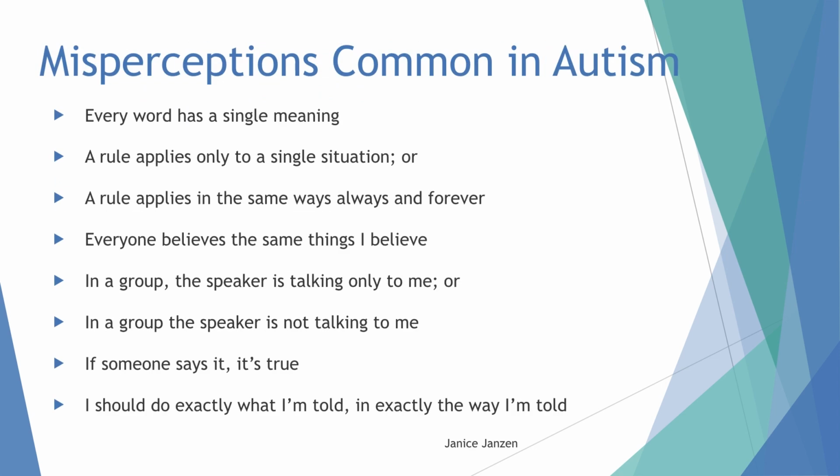Some misperceptions in autism are that every word has a single meaning and a rule only applies to a single situation or the same way forever. Oftentimes kids with autism will think that everybody believes the same thing that I do. If there's a group, the person is always talking to me. In the group, the speaker is not talking to me. If someone says it, it has to be true. And I should do exactly what I'm told in exactly the same way. These are my kids, I love these kids. They're like the autism police, right? Every rule, they want to follow it exactly the way it's supposed to be followed. And then anytime someone's not following that rule exactly, that ends up being a reason to tell on them.